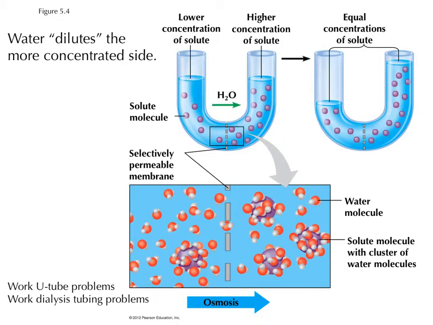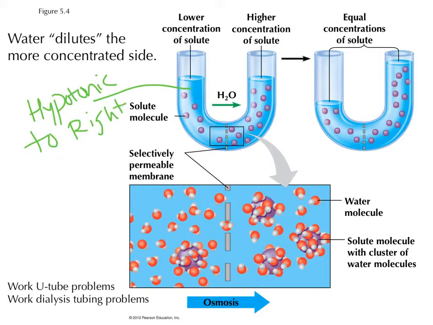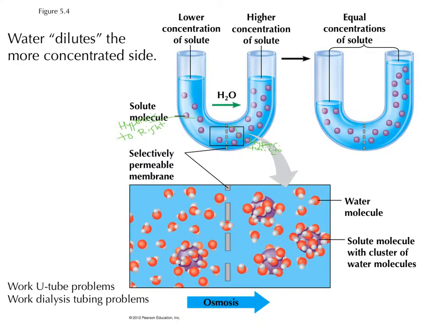If we describe the solutions compared to one another, we look at the one on the left side compared to the right. The one on the left has fewer particles per volume than the one on the right. That means the left side has a lower concentration of solute than the right side. So we would say the left side is hypotonic to the right side solution, which leaves us with the right side solution being hypertonic to the left. So you see we have to compare them to each other because neither is intrinsically hyper or hypotonic.